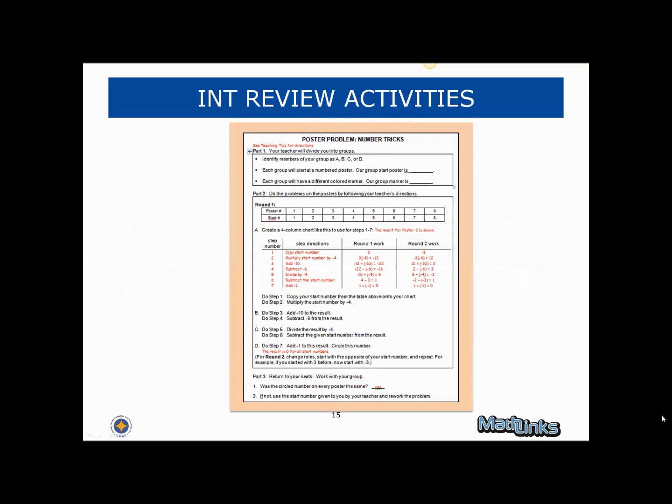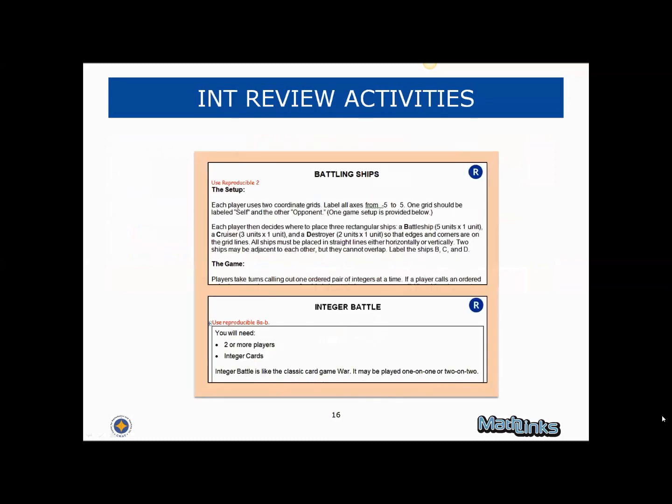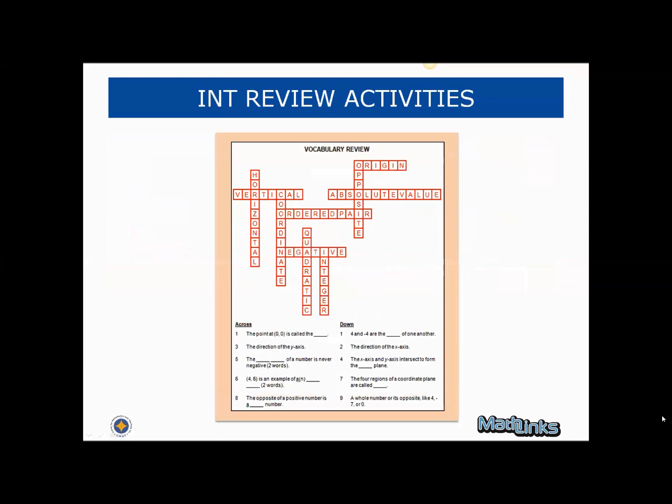Please be sure to do the review activities in these packets. Examples include a poster problem, some integer challenge games, and every review section has a vocabulary crossword puzzle.